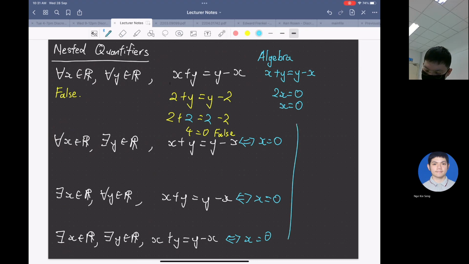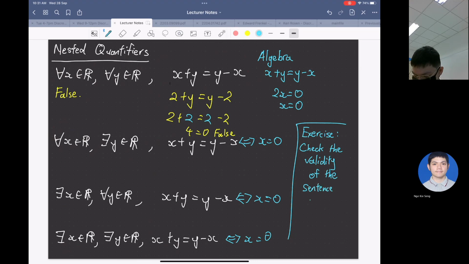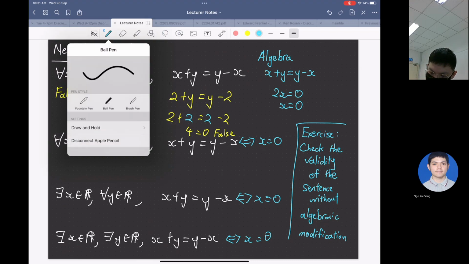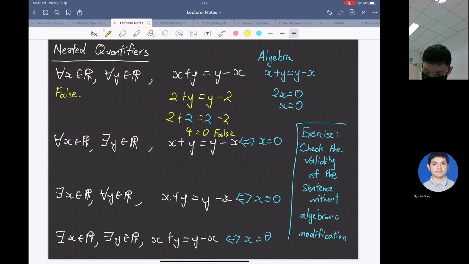Okay. So exercise: check the validity of the sentence without modification. Okay. So what we can do here is see this question here.